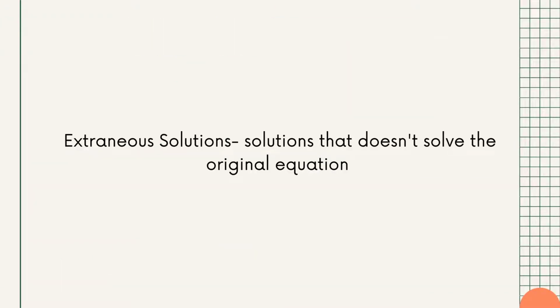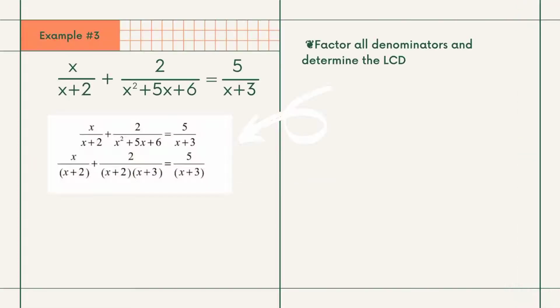Extraneous solution: solutions that don't solve the original equation. For example, x over x plus 2 plus 2 over x squared plus 5x plus 6 equals 5 over x plus 3.